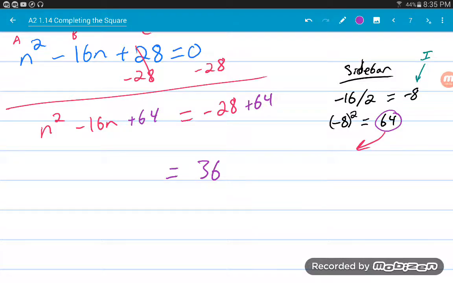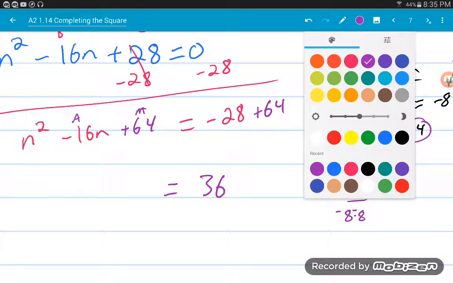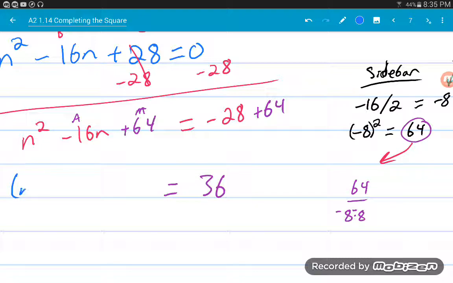On the left-hand side, if you didn't believe me about this whole b divided by 2 thing, two numbers that'll add to negative 16 and multiply to 64. Go ahead, pause, list out the factors of 64. 64 is 8 times 8. Oh wait, those would add up to 16, but it's got to be negative, so negative 8 and negative 8. So essentially I can turn this into n minus 8 and n minus 8.